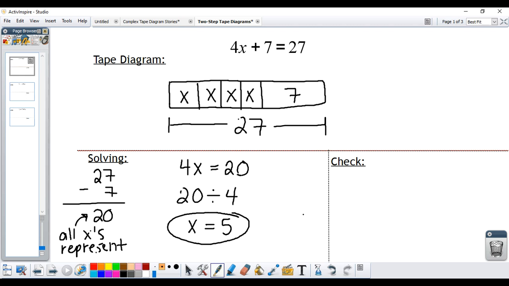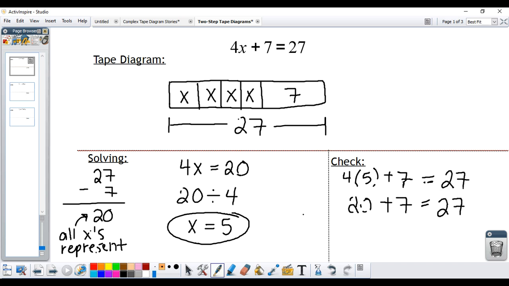And I can check that if I wanted to. Instead of writing 4x here, I could write 4 times 5 plus 7. And we're going to see, does it really equal 27? Well, I know that 4 times 5 is 20. And then when I add 20 to that 7, I do in fact get 27. And so since that worked, I know that my answer is correct. So let's try something else.